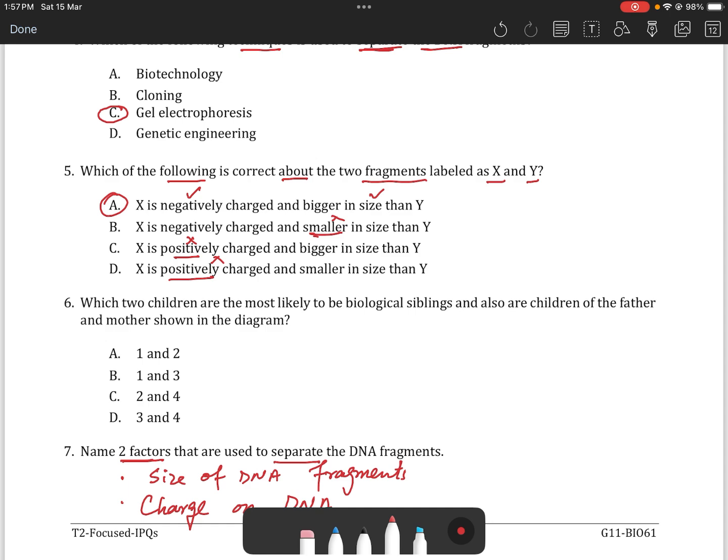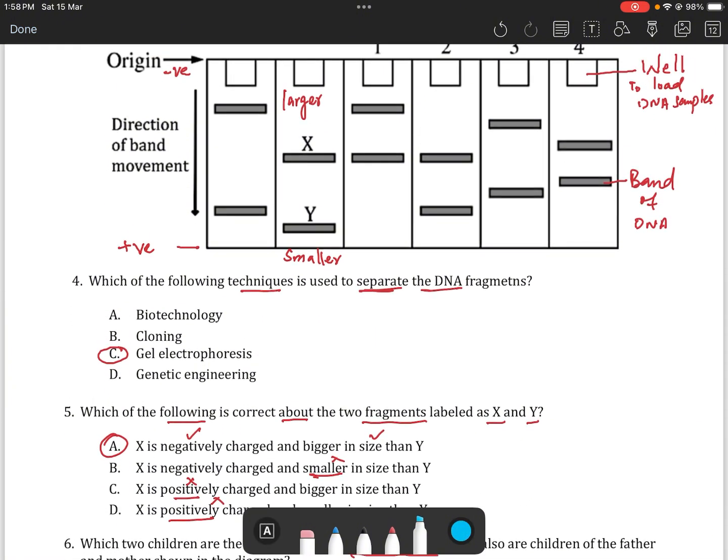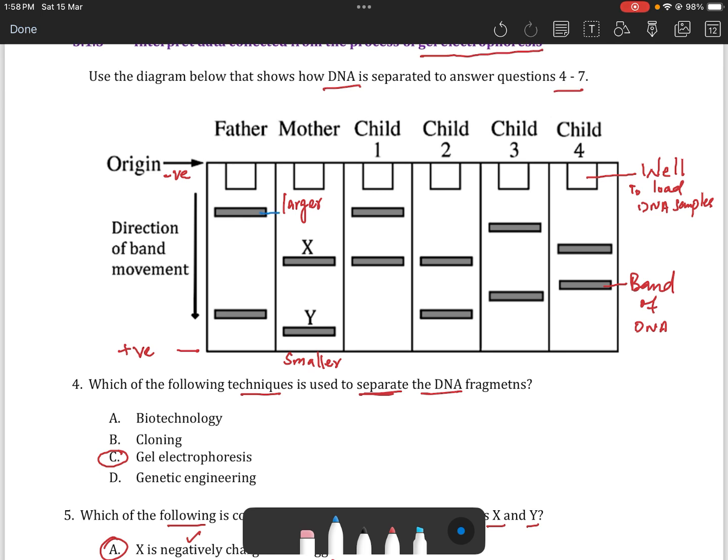Which two children are most likely to be the biological siblings and children of the father and the mother shown in the diagram? How do you figure it out? You need to match the bands. So let me do this. This is the mother and father band. The father's band is matching with child number 1 only, while the second band of the father is matching with child number 2. So 1 and 2.